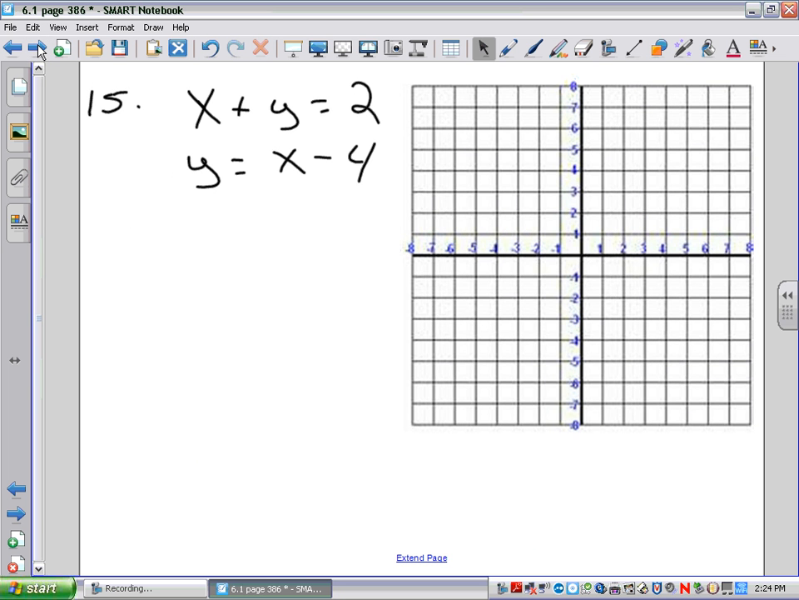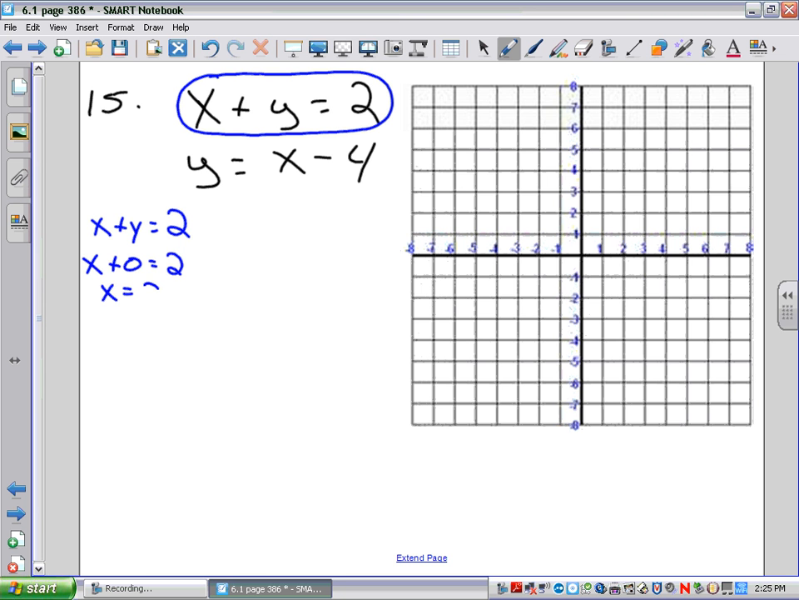The one I want to do with you is number 15. The directions say, for number 15, solve each system, meaning two equations, by graphing. Let's take the first one. I'm going to start in blue. I'm going to take the first equation and graph it: x plus y is 2. That's written for me to do the intercepts. So let's do the intercepts. x plus 0 is 2. In other words, x is 2. So my x-intercept is 2.